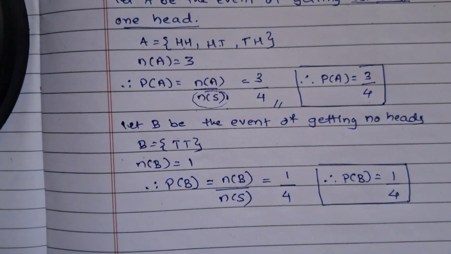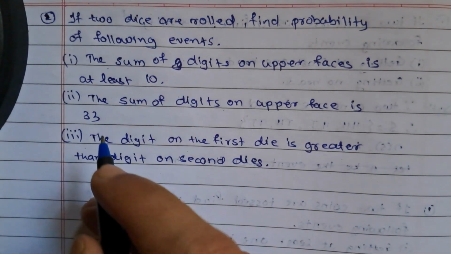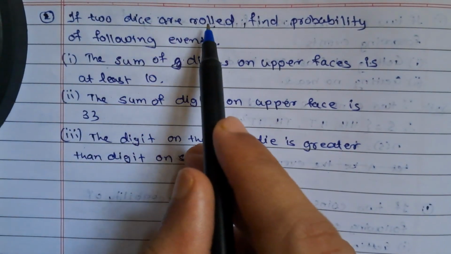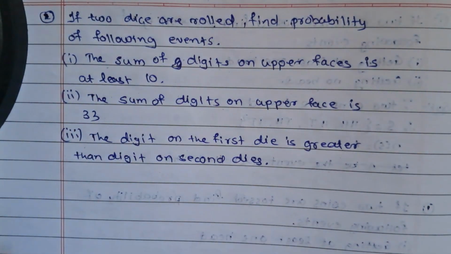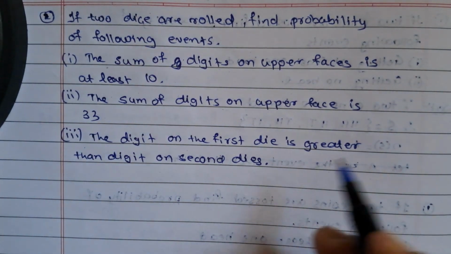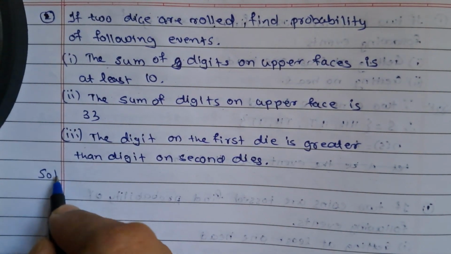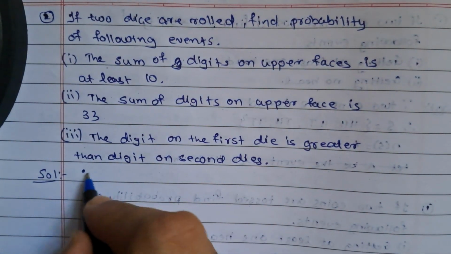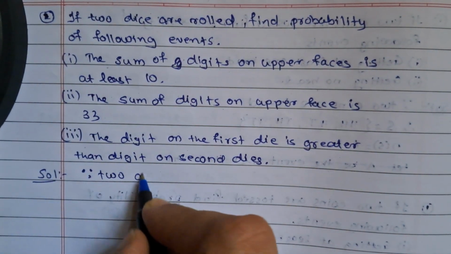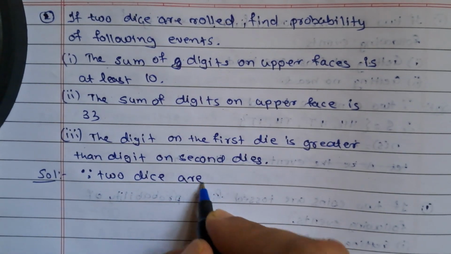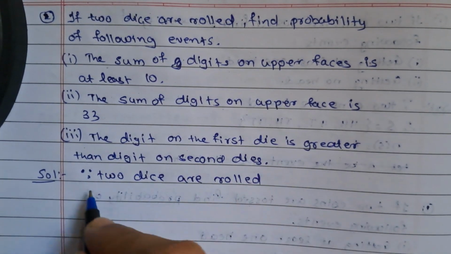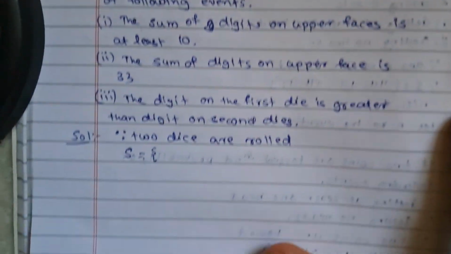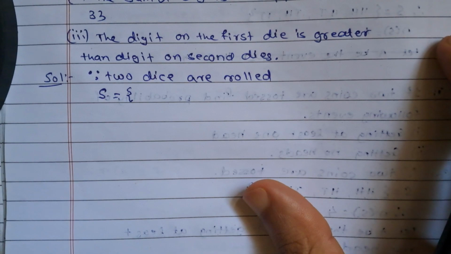Let's see how to handle this sum now. The sum says if two dice are rolled, find the probability of the following events. So there are some events given to us for which I need to find the probability. So first of all, I have to create a sample space, right? So it says two dice are rolled. So I will say since two dice are rolled, let's think about the sample space we have done in the previous classes also.